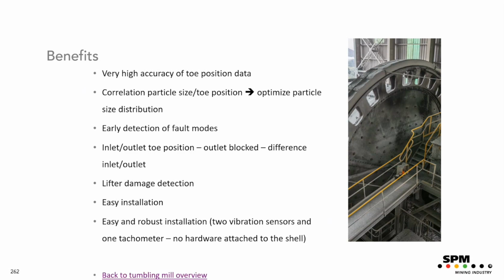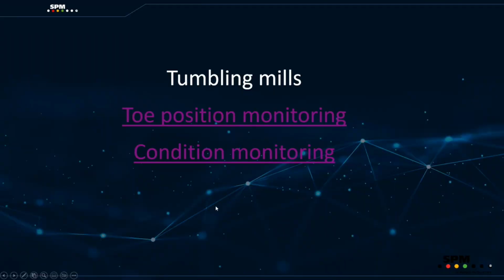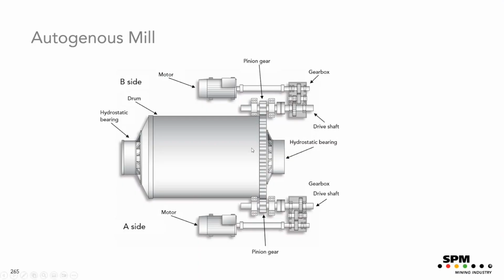So that was a very quick summary of the toe position in a tumbling mill. And then the next step here is to look at condition monitoring of a tumbling mill. Same mill, just another view of it. We will look at the drivetrain here, and especially the gearbox.